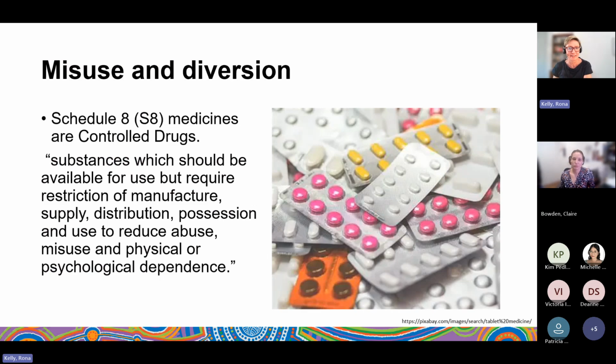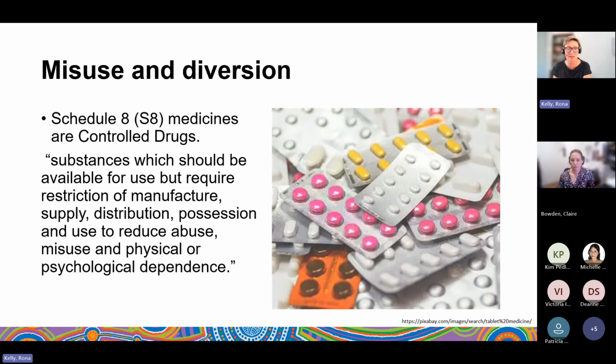Medication misuse and diversion is always a really common concern, and in pediatric practice it comes to our attention relatively rarely, but we do have to remember that Schedule 8 drugs are considered drugs of abuse or dependence.